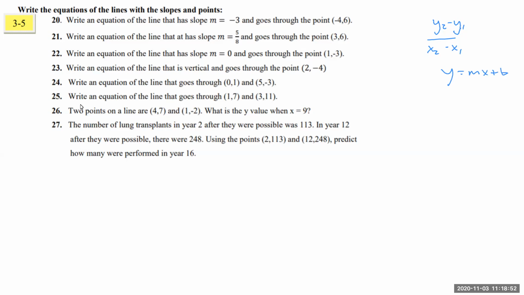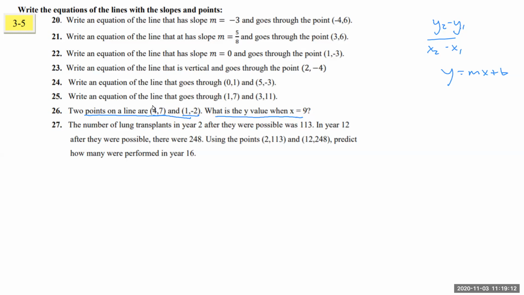Okay, so then going on to number 26. Again, we have 2 points that we're going to find the slope with. But now it says, what is the y value when x equals 9? So pretty much what this is saying is find the equation, and then after you found the equation, plug in 9 for x.